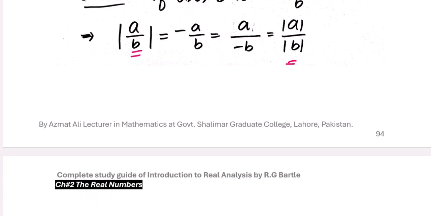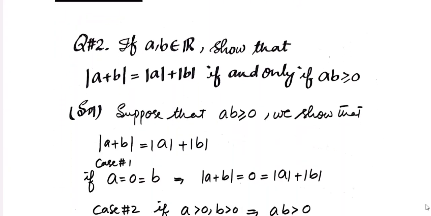Next, we move towards question number 2. Question number 2 is a very nice question. Actually, this question is a part of the triangle inequality. This question says if a and b are real numbers, then we have to show that the absolute value of the sum of two real numbers is equal to the sum of their absolute values if and only if ab is greater than or equal to 0. The product is greater than or equal to 0. In other words, we can say that both a and b have the same sign. Then this equality holds.